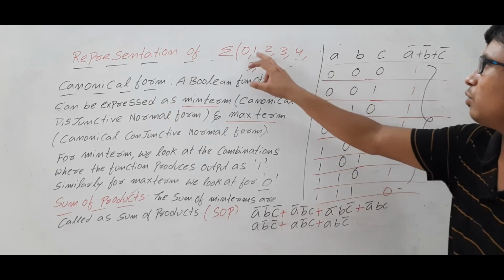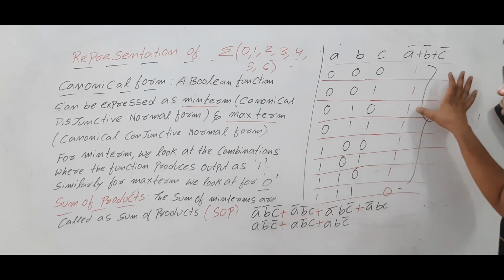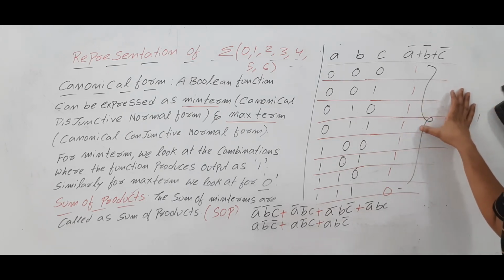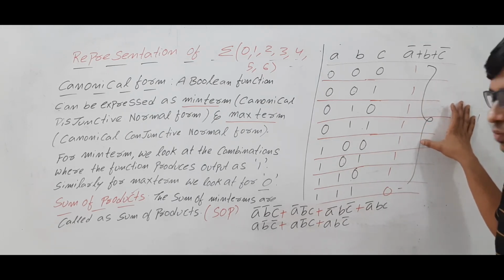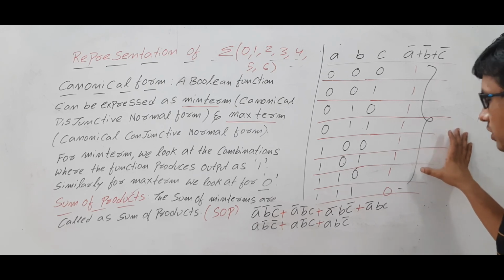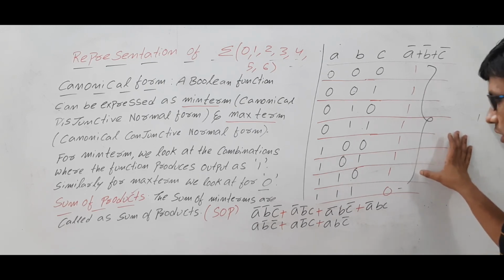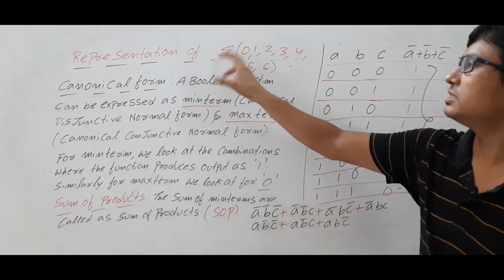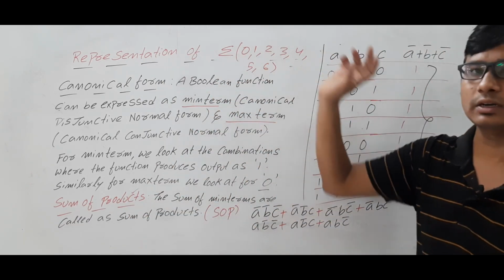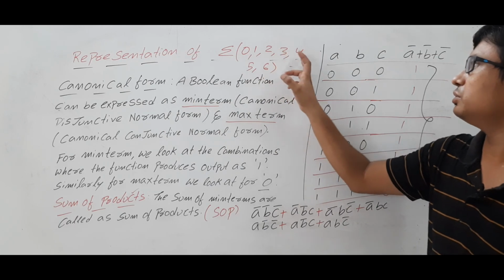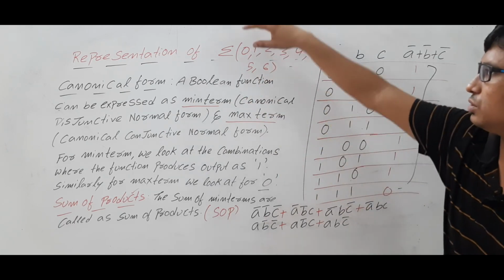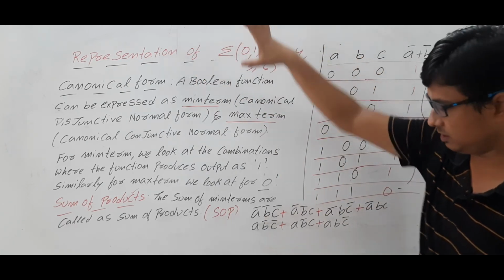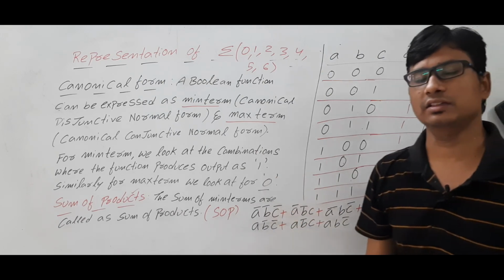0 0 1 is 1, then 2. For 2 also you got the output. For 3 also you got the output. For 4 also you got the output as 1. 5 also you got the output as 1. 6 also you got the output as 1. So these are the min terms. So sum of products can be written as sigma over all the min terms: 0, 1, 2, 3, 4, 5, 6. So sum of products can be represented like this, or it can be represented like this also.